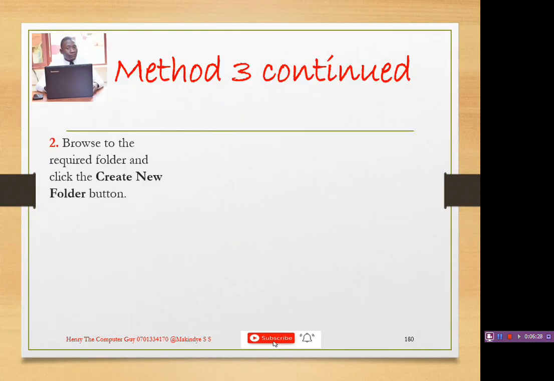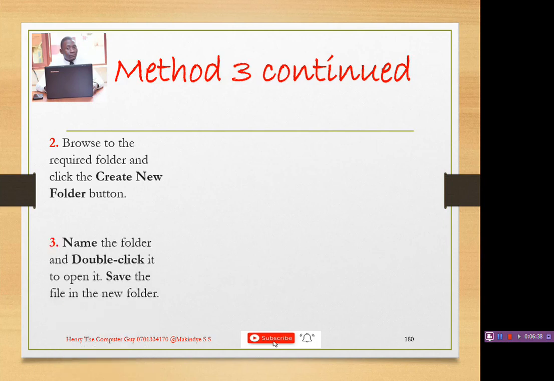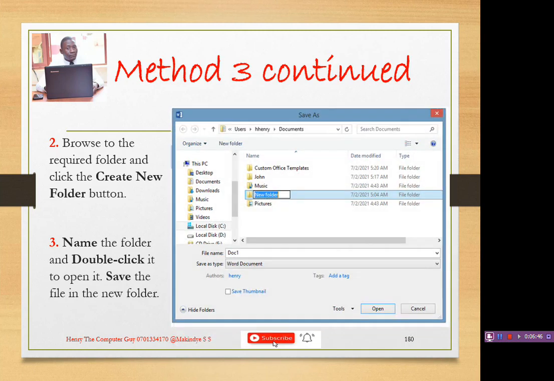So we continue. They're telling us that browse the required folder and click create new folder button. Then name the folder and double click to open it. Then save the file in the new folder. That is it specifically where it will take you. Are we together? After you go to Save As, it will provide you with a location, then you look for that location, then you give it a name, open it, and save the file there. We are going to try it.